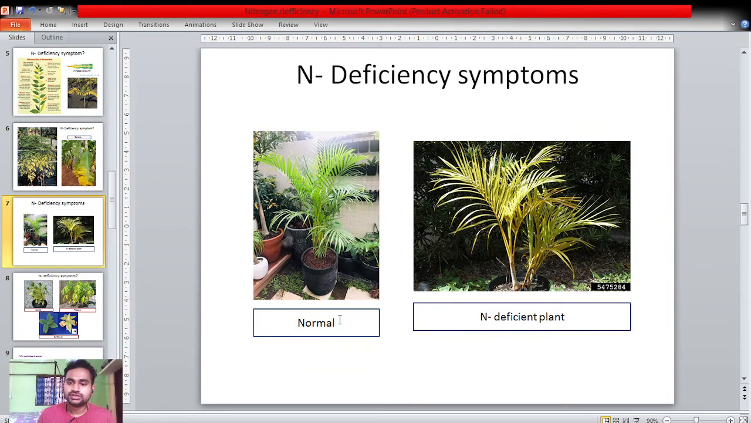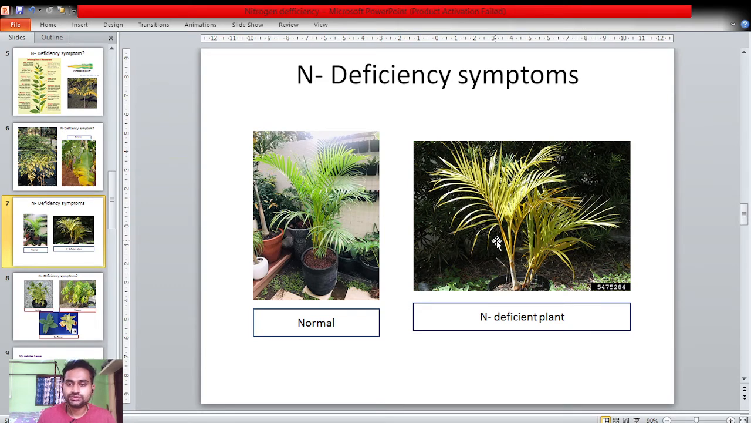And some other example, this is a palm, or you can say a small ornamental palm tree. In this tree, the left side is a normal condition where there is no nitrogen deficiency, and in the right side you can see the effect of nitrogen deficiency. This is a very severe symptom, so the whole plant is yellowing here, but in the left side it is totally green.